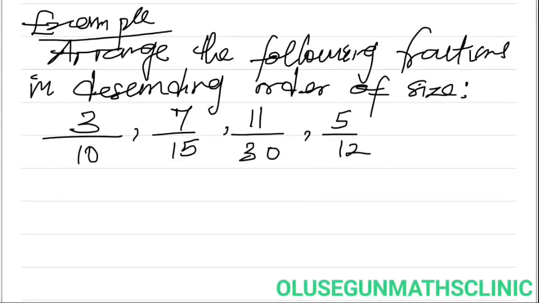So let's also have another example. Arrange the following fractions in descending order. Descending order means that you arrange it from the biggest to the lowest. Descending, to be coming down low. But the first thing you must know here is this.